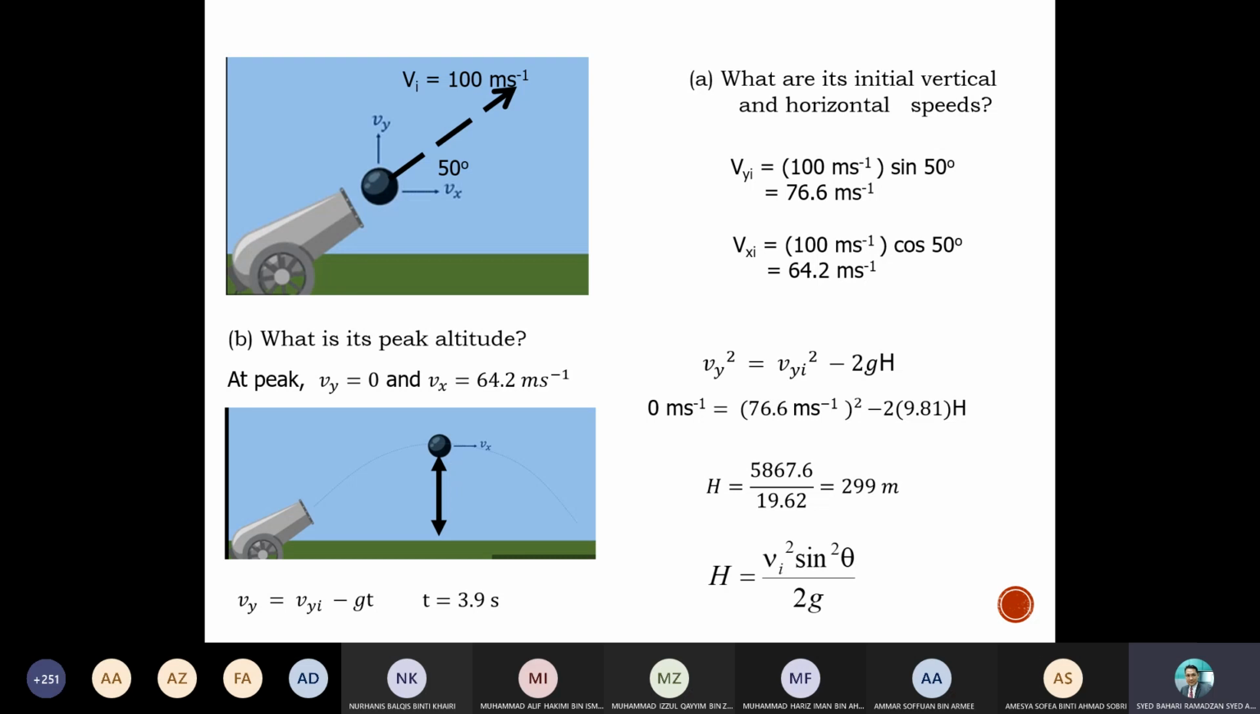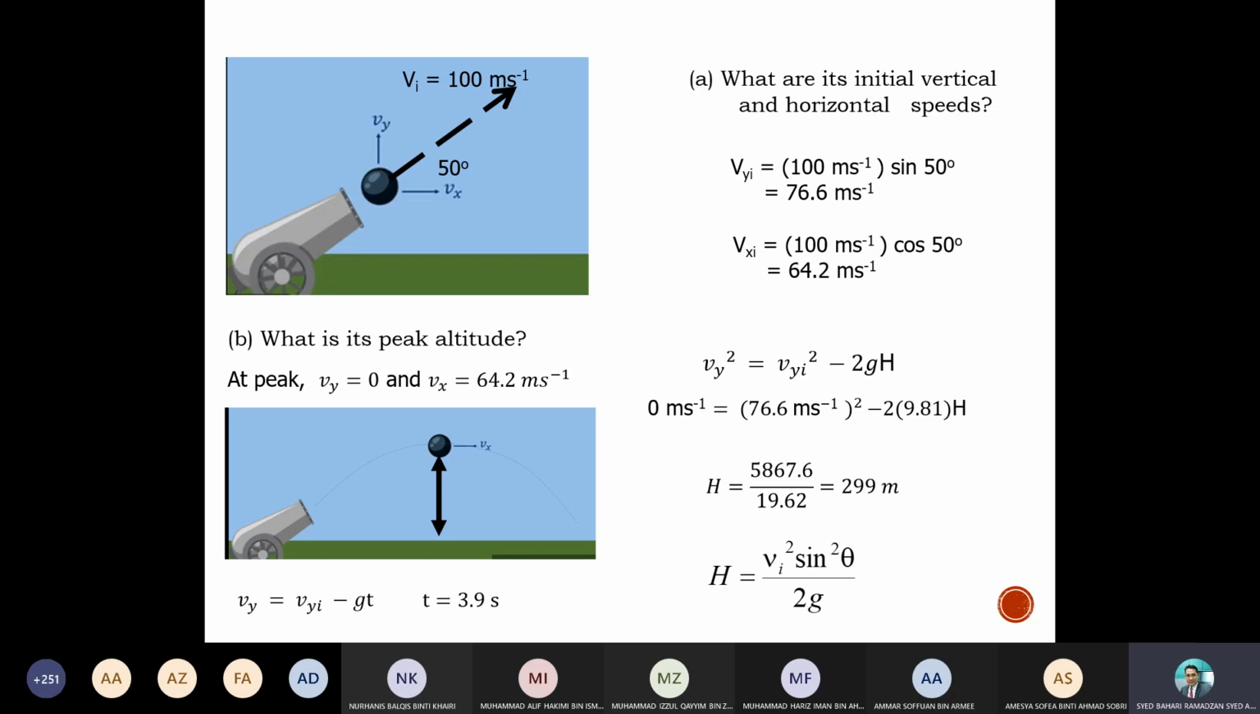So that's why I said if you want to use these equations, we will get the same answer: v initial squared sine squared theta over 2g. G here is just 9.81. When using this equation, it does not involve positive or negative. You just put in the values, and you will get the original value too, 299 meters.